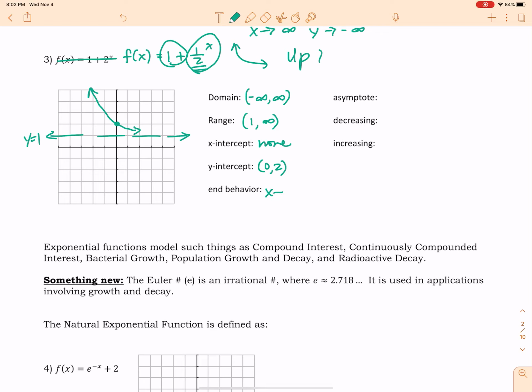The end behavior: as x approaches negative infinity, y approaches positive infinity. As x approaches positive infinity, y approaches 1. The asymptote, of course, is now at y equals 1. It is decreasing from left to right, and it's not increasing. So hopefully this wasn't too terribly trying. Oh, I did forget to label that. Shame on me. Okay, so that is what your graph would look like.